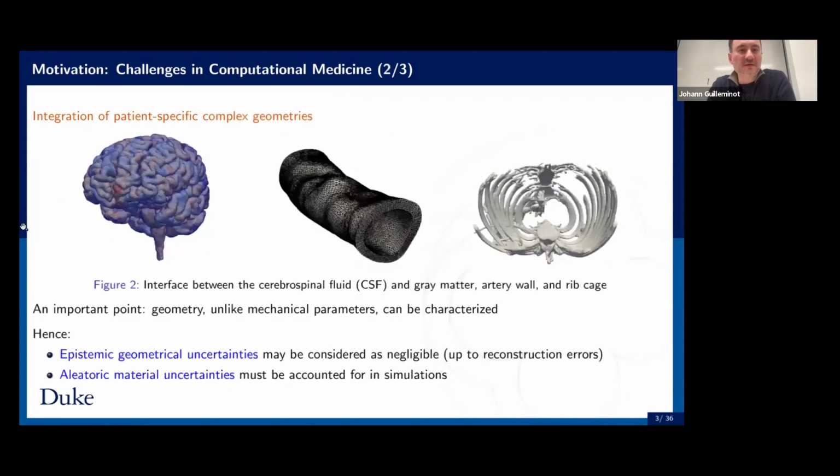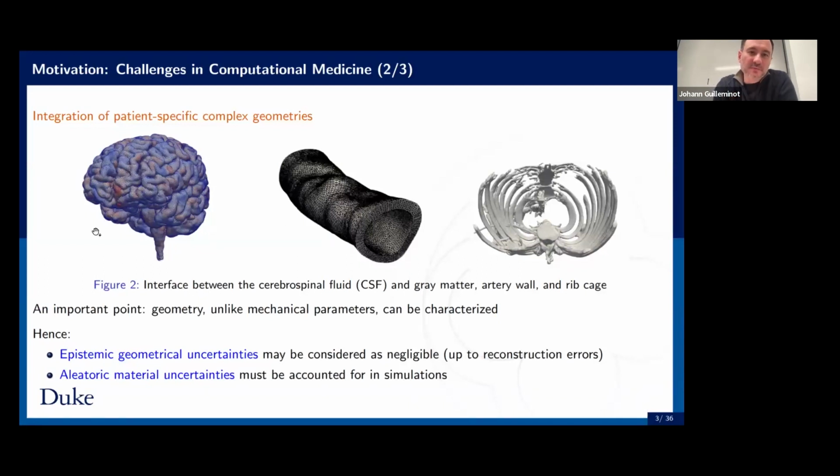The second aspect I'd like to introduce, and this is, I guess, the most commonly integrated aspect in computational medicine, is the fact that we are dealing with patient-specific complex geometries. Here I'm showing 3 types of applications we have been dealing with. On the left, you have the interface between the CSF and the gray matter. That's a data set provided by Duke. This is a meshed view of the artery wall, which I'm going to discuss quite extensively in this presentation, and that's taken from an online database. And this one is a patient-specific rib cage, which is also coming from the Duke Hospital.